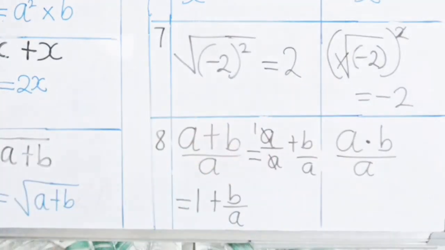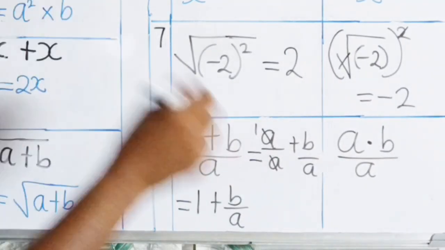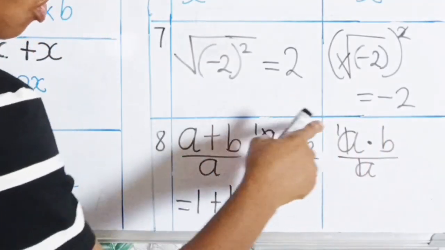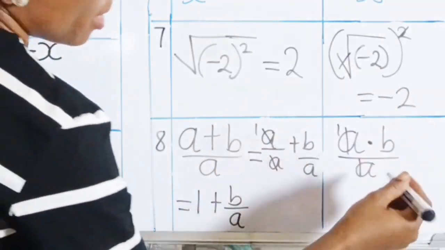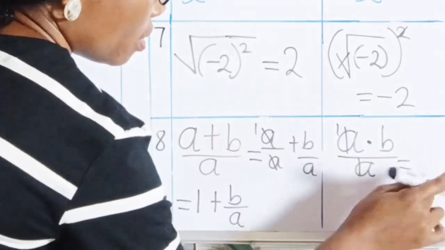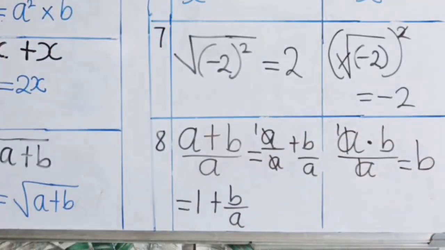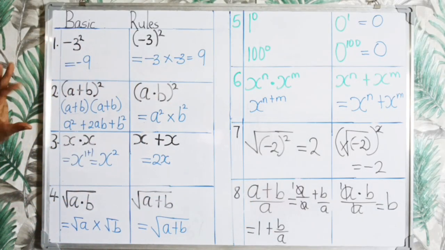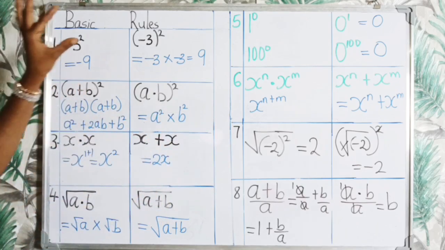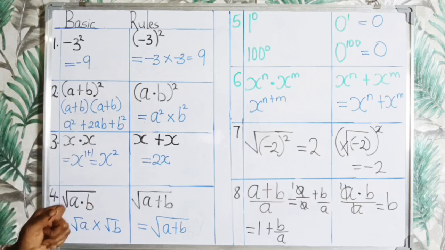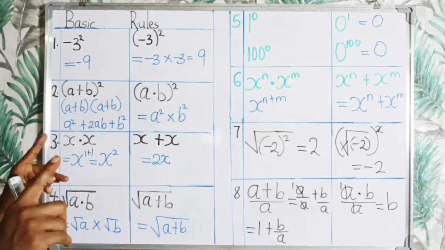Now, in this case, it's totally different. Here, a divided by a will give us 1. 1 times b is equal to b. So you can see that from the first expression to the last one, none of them gave us the same answer. So whenever you have a little exponent or a bracket, it can alter your answer.